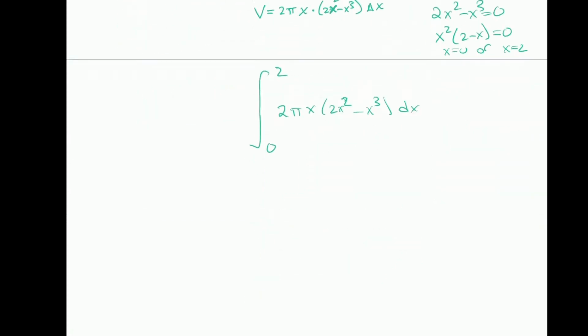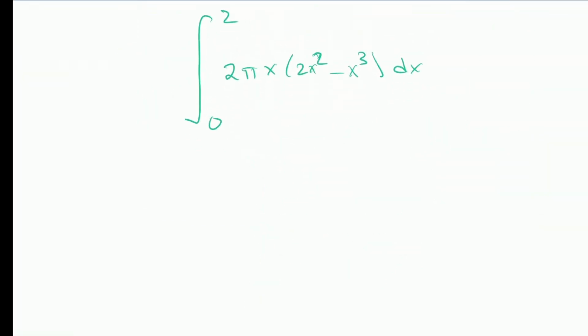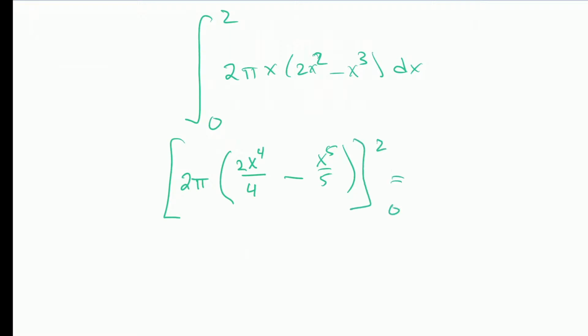Okay, let's just do this though. Since I've got it here, I might as well crank through. So this is going to be 2 pi times 2x cubed, which will be 2x to the fourth over 4, and then x to the fourth will become x to the fifth over 5, evaluated from 0 to 2.